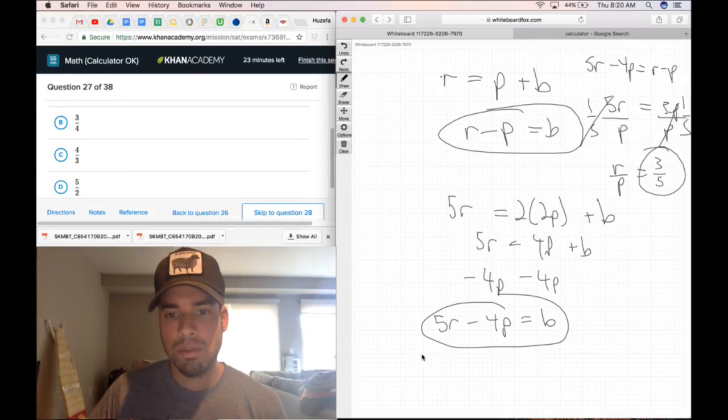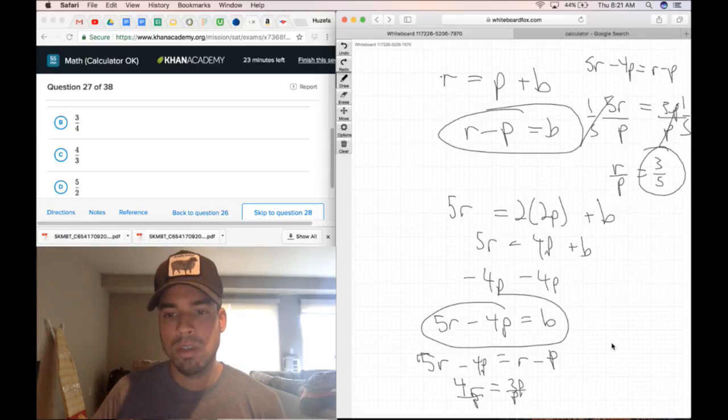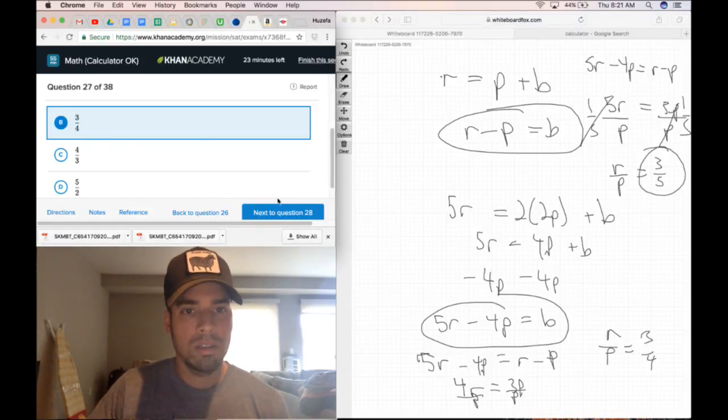So then we have 5r minus 4p equals r minus p. We're adding, it's 4. Oh, it's 4r. I forgot to make that 4r. 4r equals 3p. Divide by p, it's 3/4. So then r over p equals 3/4. There we go. All right.